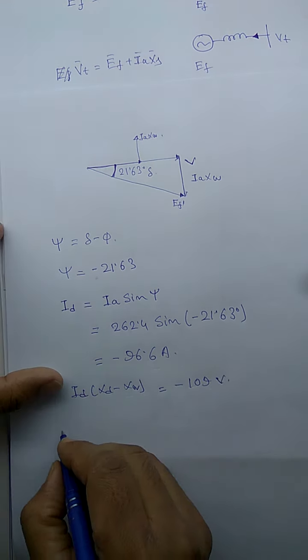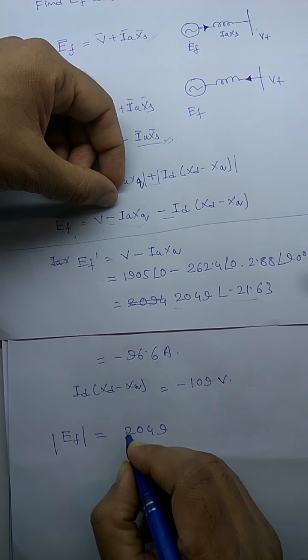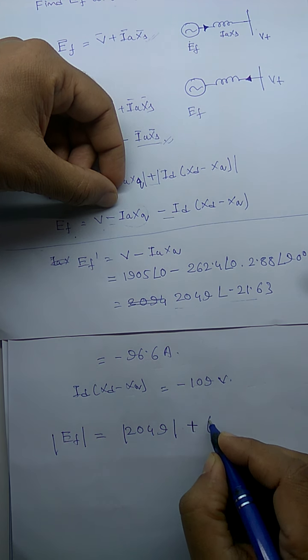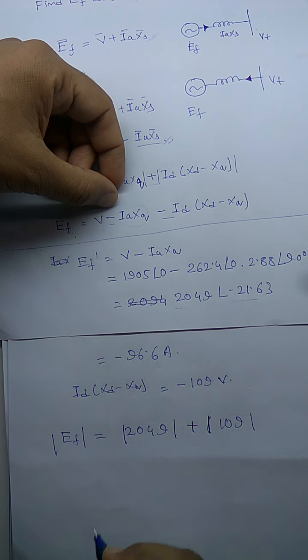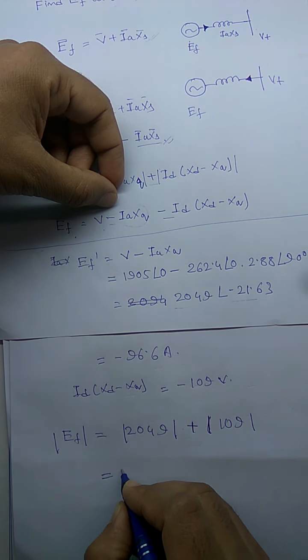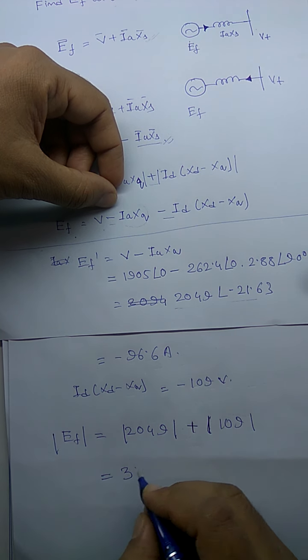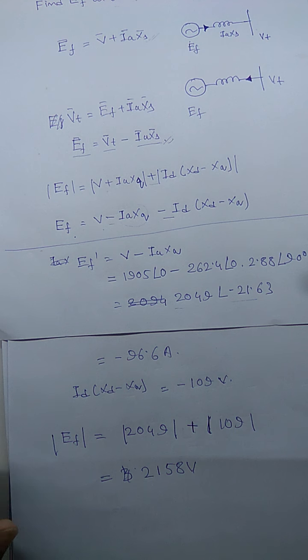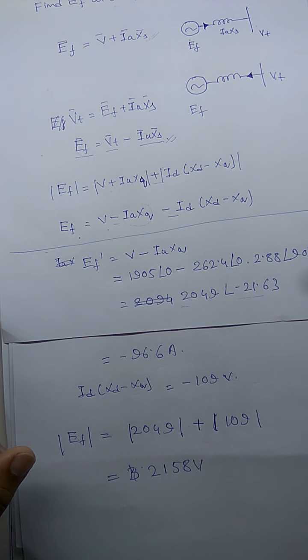So what will be my EF? If you look at this equation, EF is equal to this minus this minus this. This minus this we have already calculated, so its magnitude will be 2049 minus of minus 109. So we put plus 109, and that will be equal to 2158 volt. We will continue with this in the next class once again. Thank you.